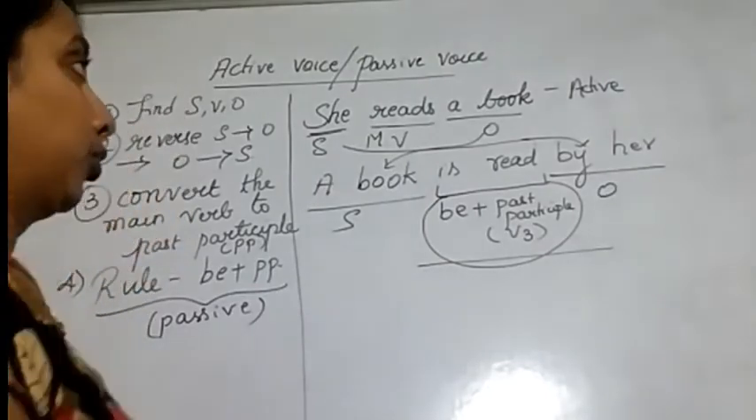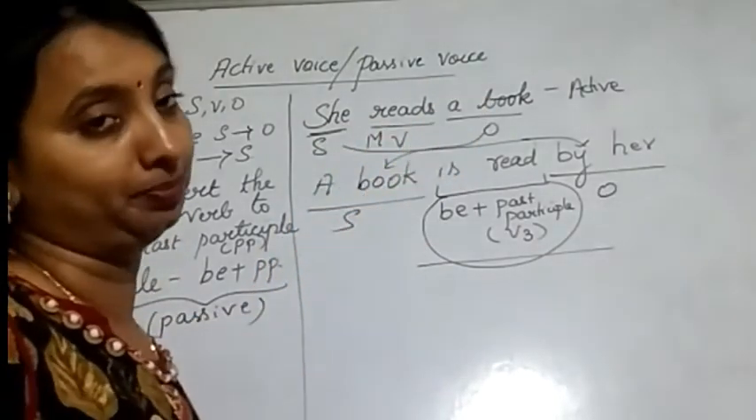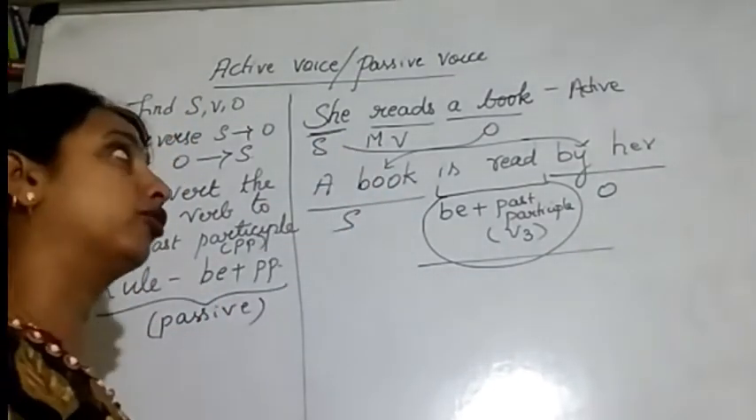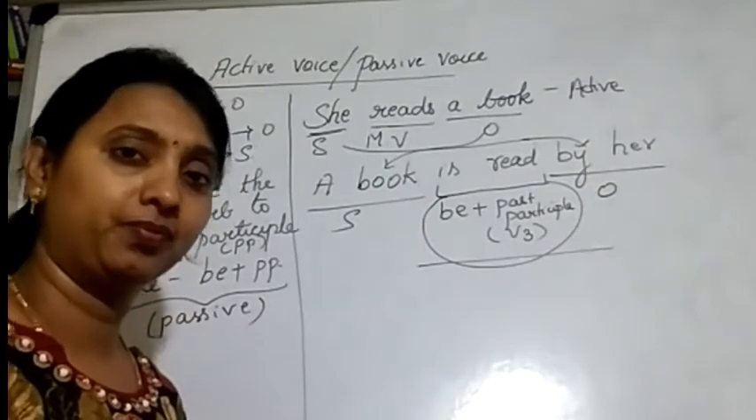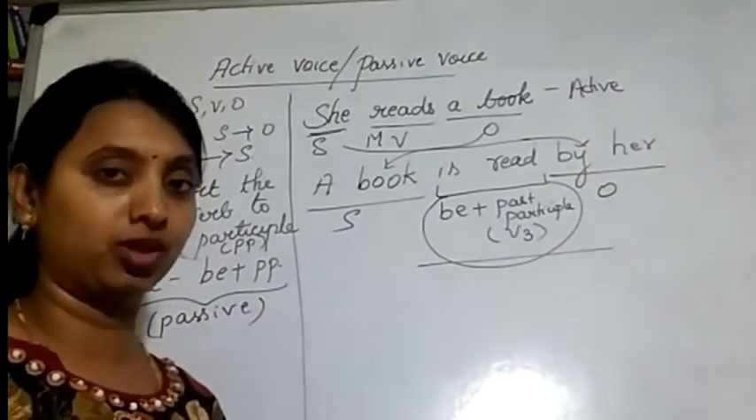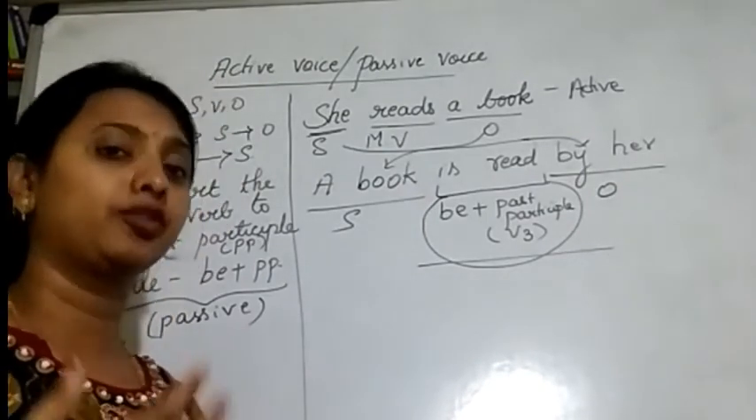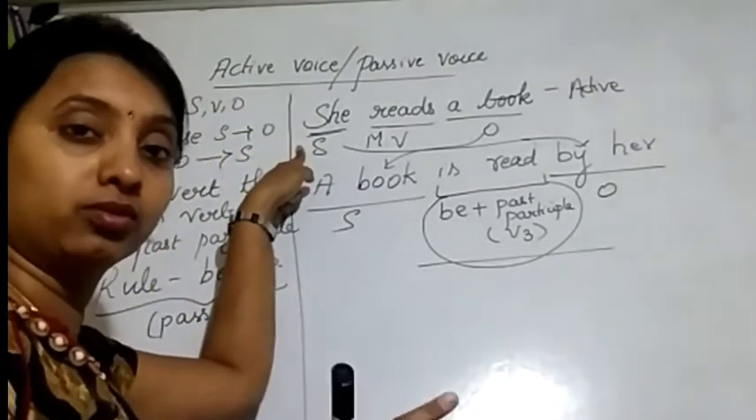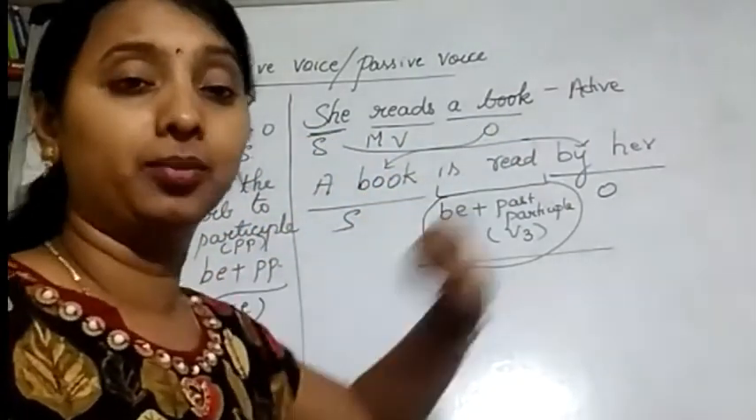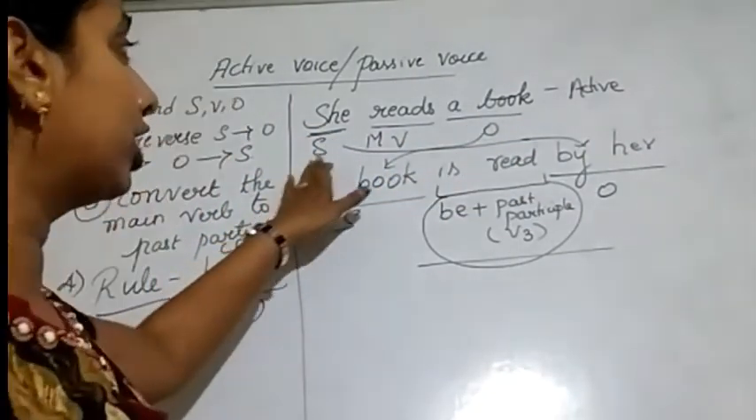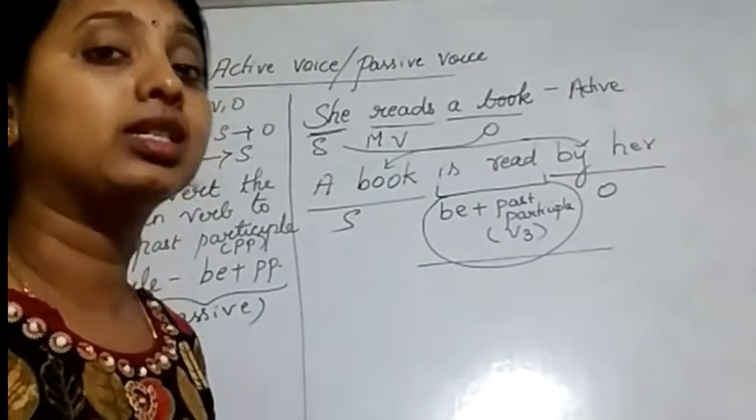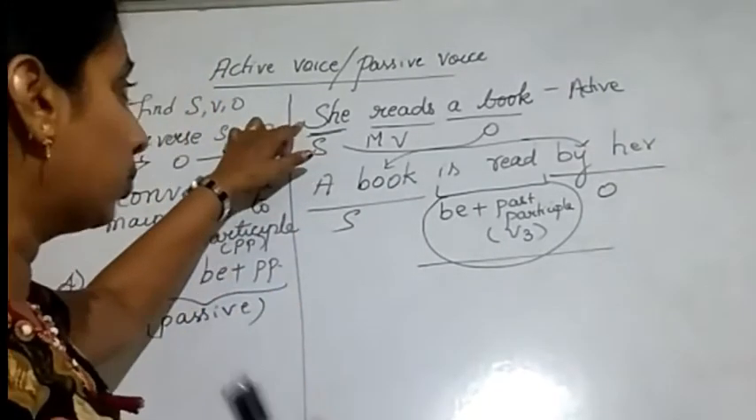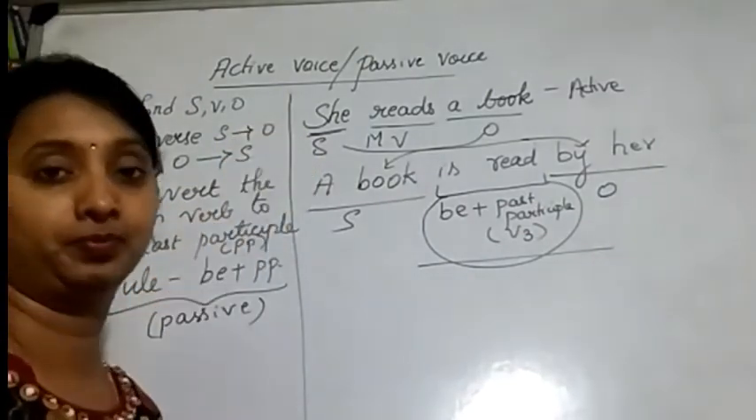We'll see how to do it. She reads a book. Here, she is a subject, reads is a main verb, a book is an object. Do you know how to find out subject, verb, object? If you don't know, subject means it gives the answer for who. For example, who reads a book? Here, she reads a book. Who? She. So, this she is an answer for who. That is why she becomes a subject.